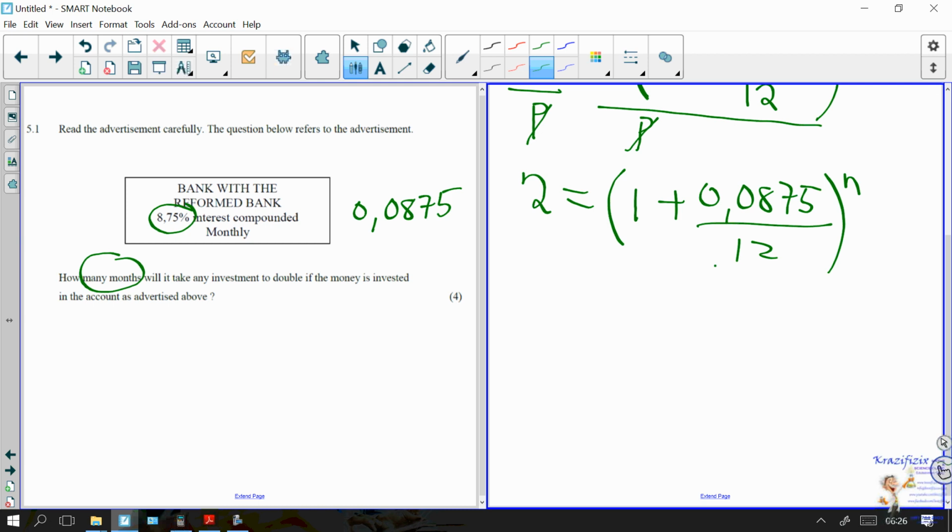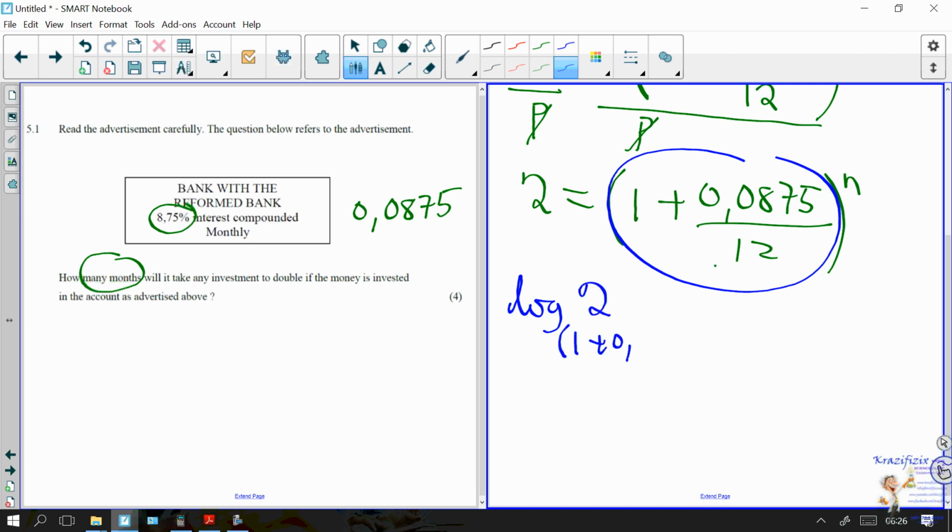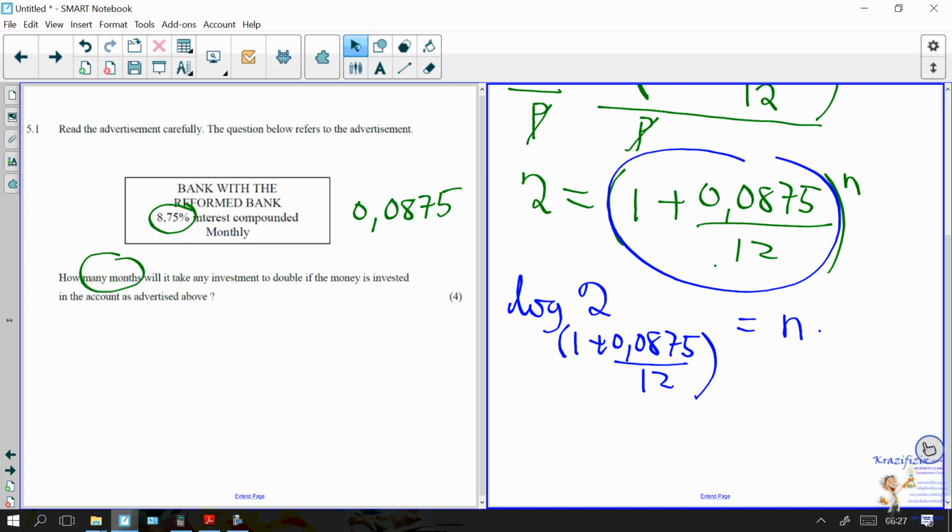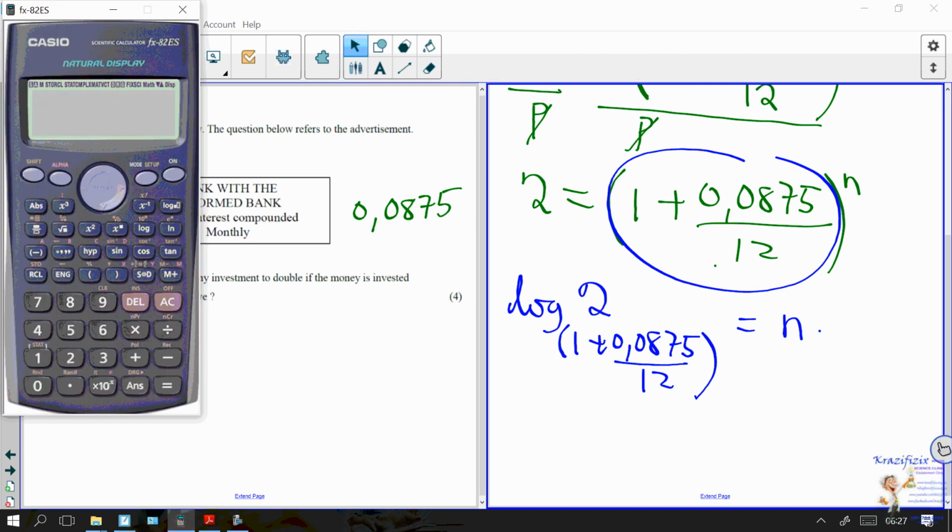I've heard a lot of learners saying, I don't know how to use logs. This whole value becomes the base of your log. So I'm going to have log 2, and this value becomes my base: 1 plus 0.0875 over 12. That's my base, and that should be equal to n. All right, and all you need to do is to quickly run to your calculator.